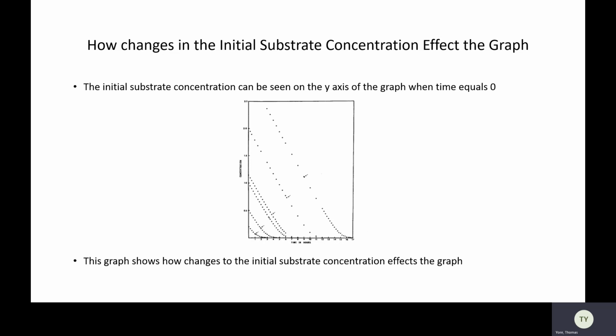Now, looking at the changes in the initial substrate concentration and how it affects the graph. This graph has many different initial substrate concentrations, and shows how the graph looks with each one of those different initial values. The initial substrate can be seen on the y-axis of the graph when time equals 0. This graph also shows that the higher the initial concentration is, the longer it takes for all the substrates to fully react with the enzymes.